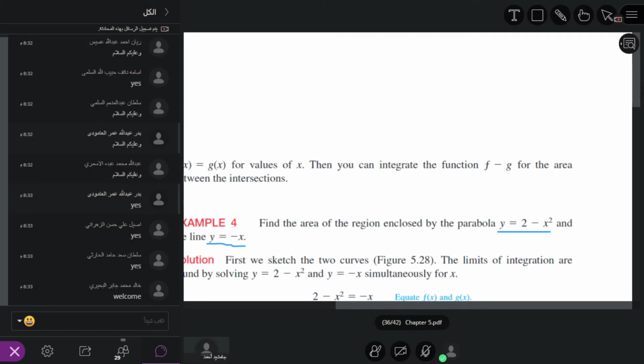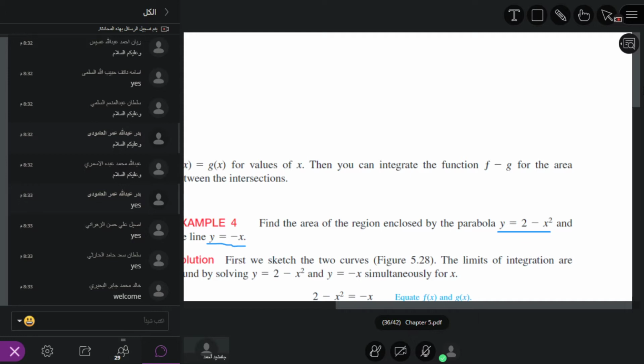If we take y is equal to minus x, it is also a line which passes through the origin, but also passes through the fourth quadrant and the second quadrant. You can see this line is y is equal to minus x.